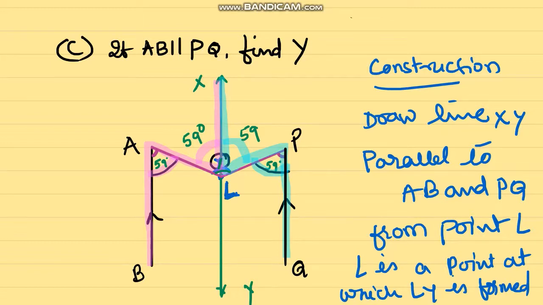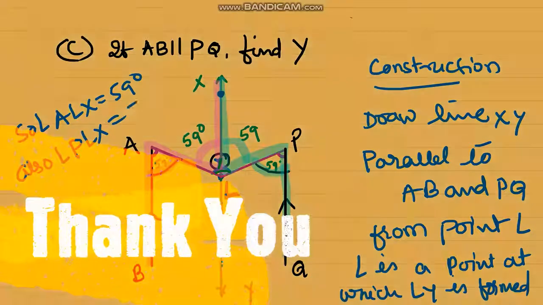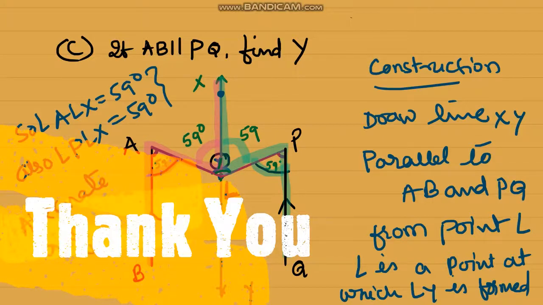So now you can say that here if you are taking this angle, angle ALX will be equal to 59 degree and also angle PLX. PLX is also 59 degree. What reason will you write? Alternate angles. Both of them are alternate. So at the end, you will write that y is equal to 59 plus 59. That is equal to 118 degree.